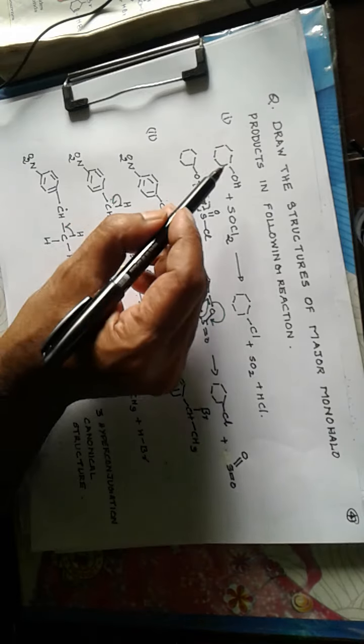Now another question, that is this compound, an alcohol, called cyclohexanol, reacting with SOCl2, that is thionyl chloride. The OH is being replaced by chlorine, sulfur dioxide is a gas, HCl is a gas.